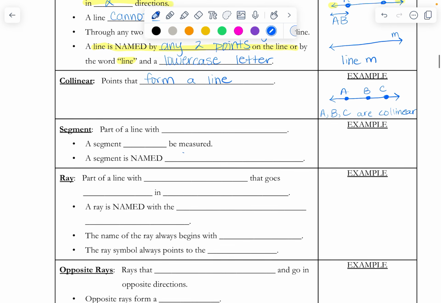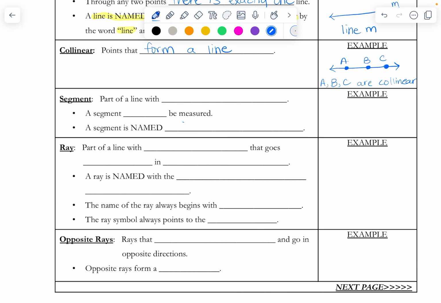Okay. Next definition is a segment. Okay. So this is part of a line, and it has 2 endpoints. So remember, a line goes on forever in two directions. A segment does not. It has two endpoints, meaning it starts and ends. A segment can be measured, and a segment is named using its endpoints.